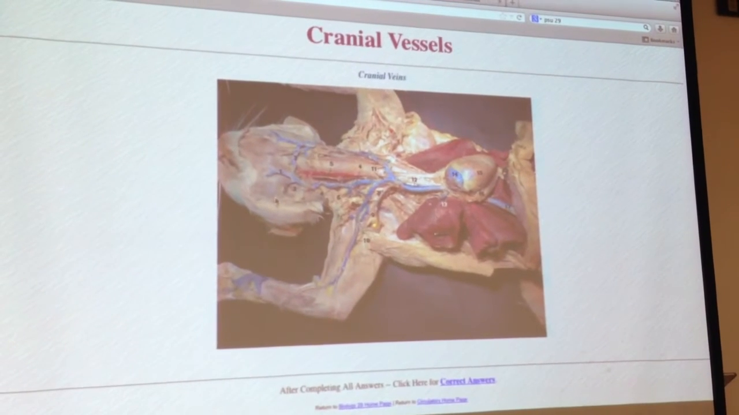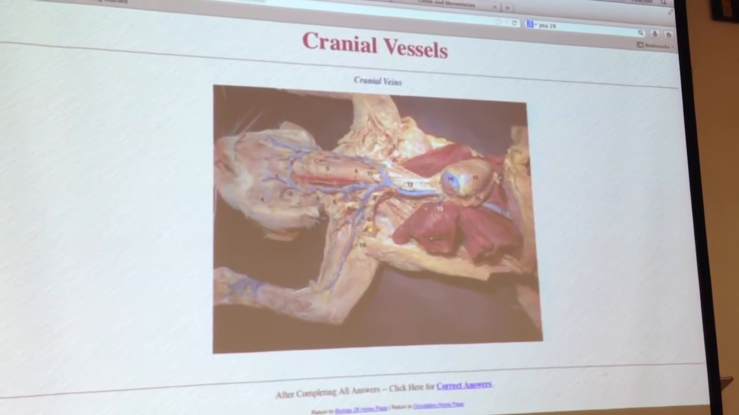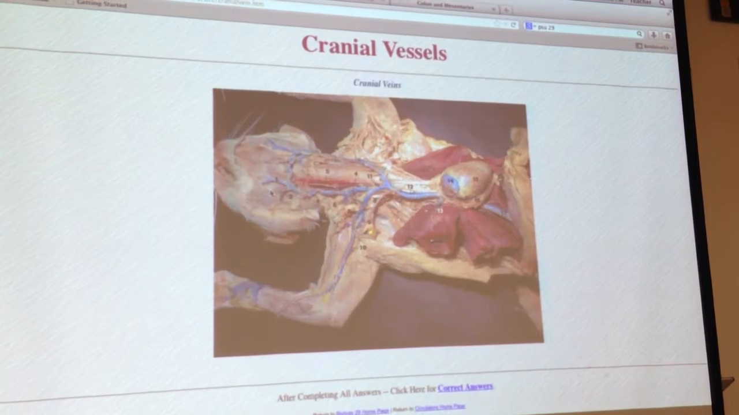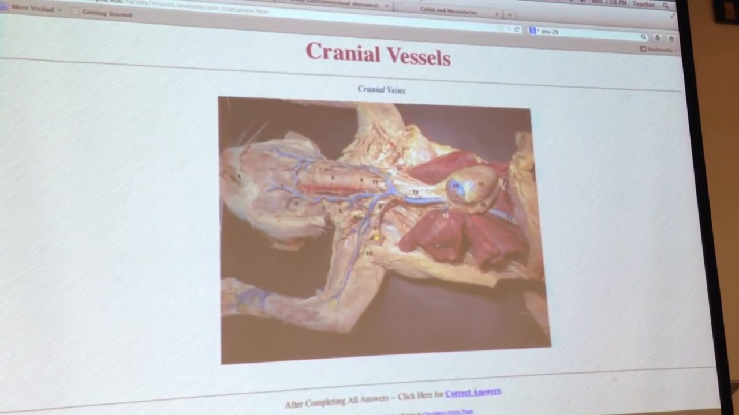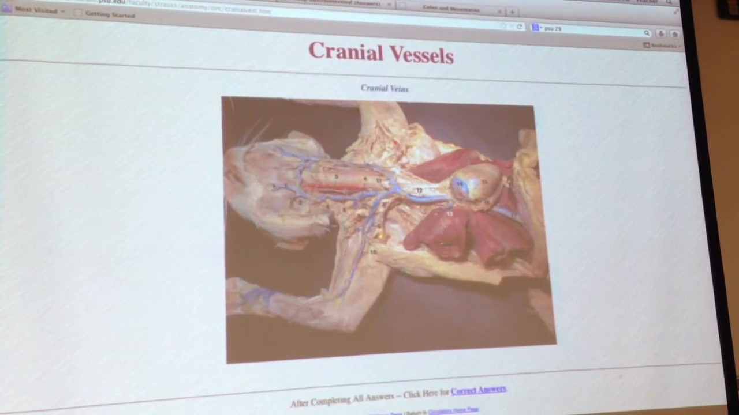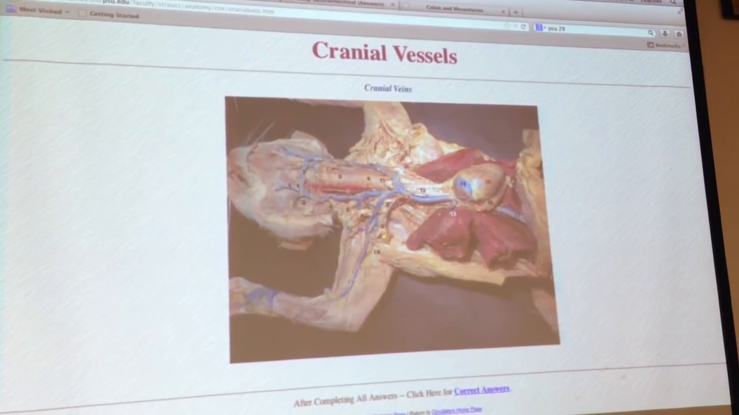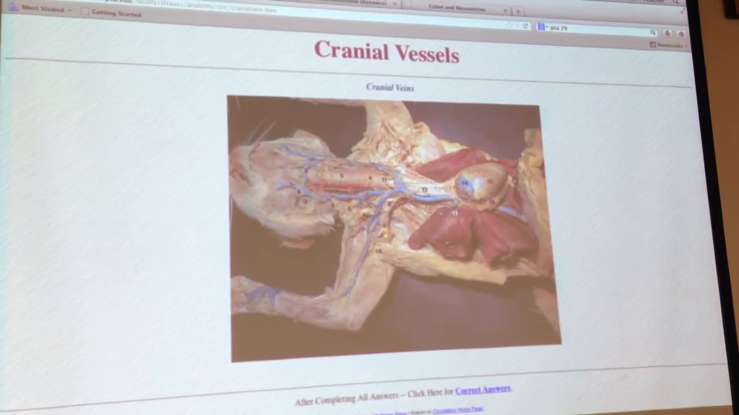From Monday, the parotid gland was closer to the ear, and the submandibular or submaxillary gland was closer to the mandible, right? So here's the jawline right here. So we see this, I'm going to kind of outline it right here. Can you guys see that gland?